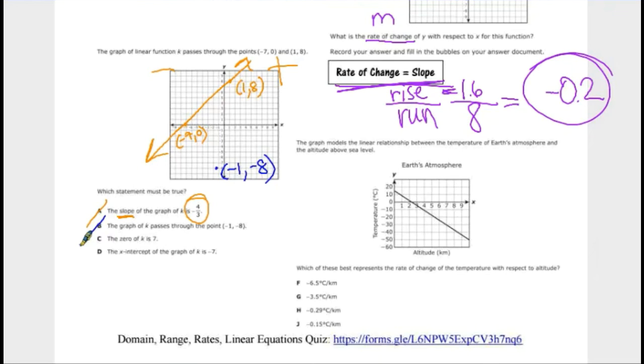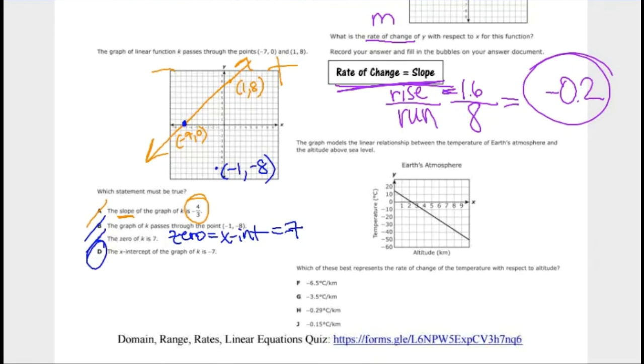C says the 0 of k is 7. Well, guys, 0 is another word for your x-intercept. And if I look at my x-intercept up here, that's negative 7. This says positive 7. Okay, so that can't be our answer. D says the x-intercept of the graph of k is negative 7. And you know what, guys? We just said that, so the answer is D.